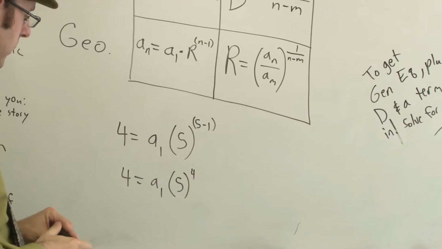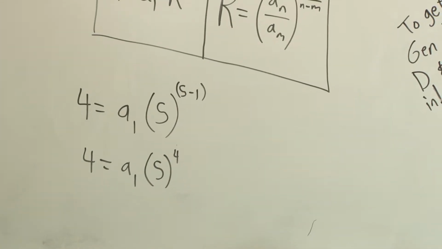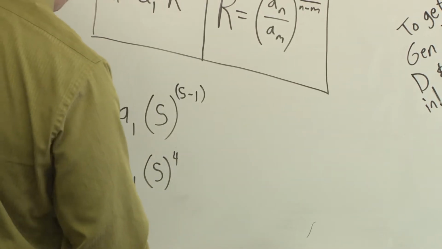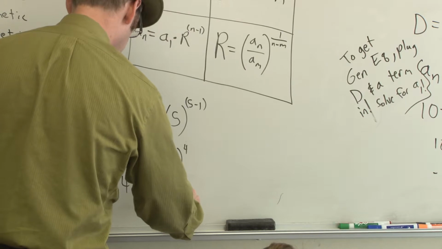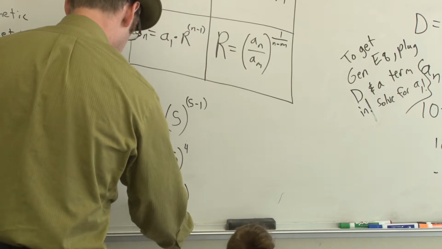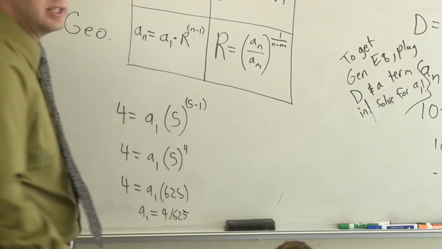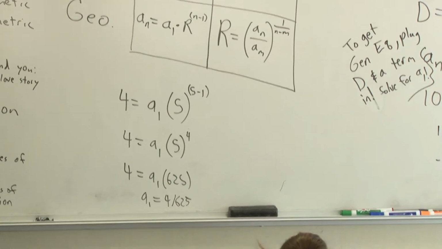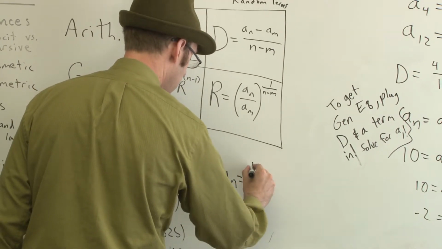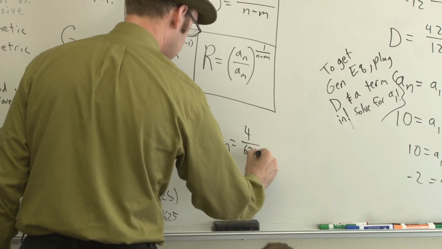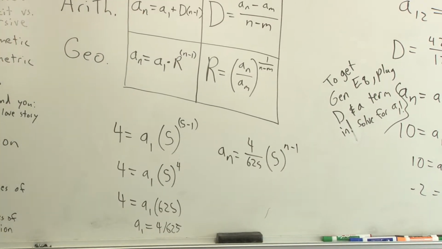So 5 to the 4th is 625. So A1 is this lovely term, 4/625ths. So my general equation would be 4/625ths times 5 to the n minus 1.